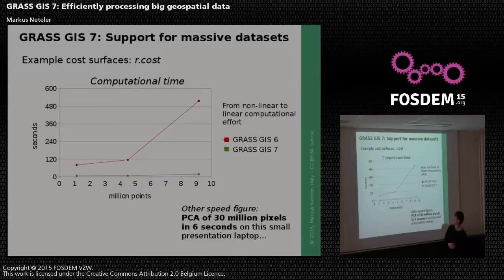Computational time in the raster world is a cost surface calculation. In GRASS 6 you have this nonlinear growth of time consumption, which has been turned into a linear problem, and this is something quite better. Yes, you see my small laptop here, so this is nothing fancy, but I can do a PCA, that is a principal component analysis, of 30 million points in what did I write, 6 seconds on this machine. So try this in some other software, and I think it will take a little bit more time.